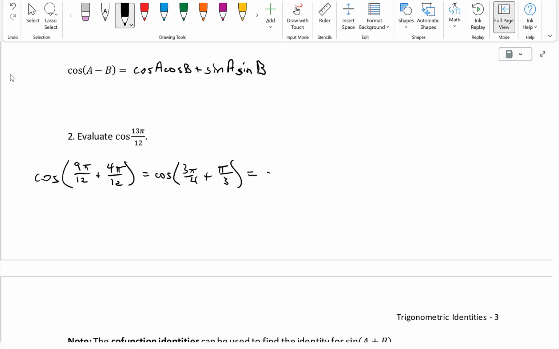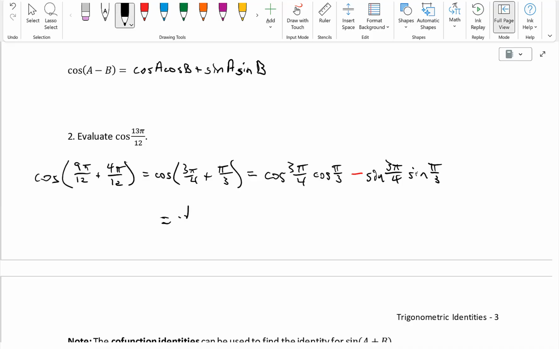So using our identity, we get cosine of the first angle, 3 pi over 4, times cosine of the second angle, pi over 3. Since we've got a plus inside, we're going to do a minus sine of the first angle, 3 pi over 4, times sine of the second angle, pi over 3. And then we just want to get those values from our unit circle. You can pull it out. You can draw some triangles if you need to. But anything over 4 is a root 2 over 2 for sine and cosine. Since we're in quadrant 2, cosine is going to be negative.